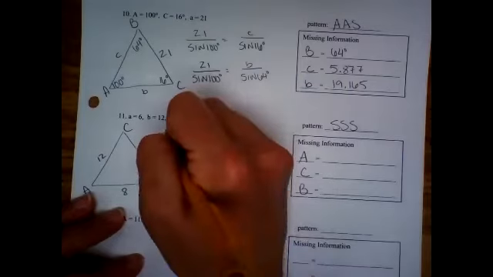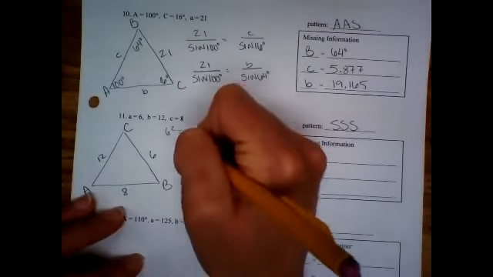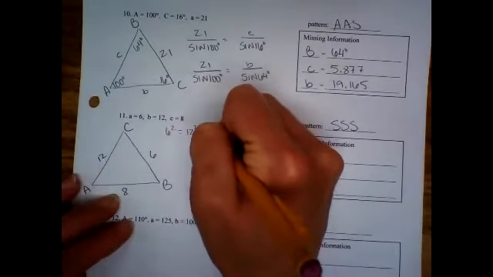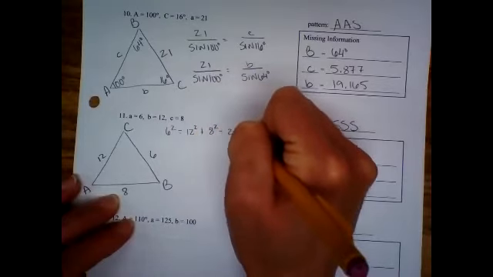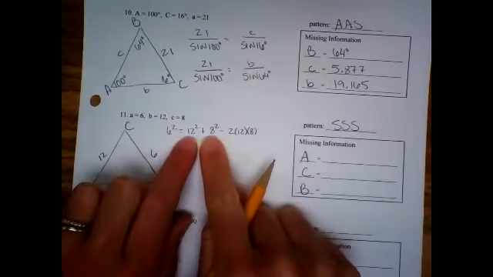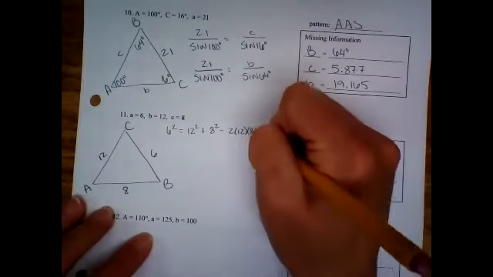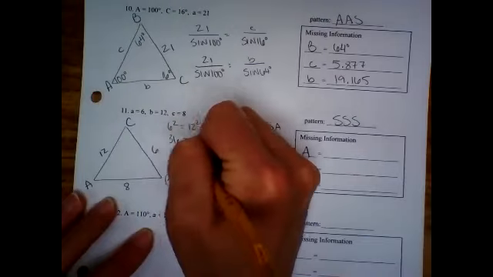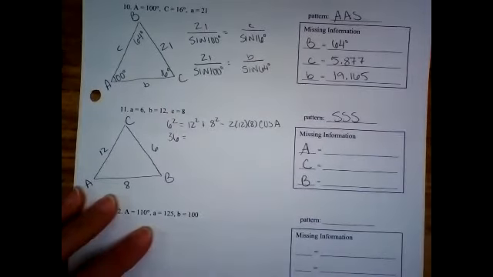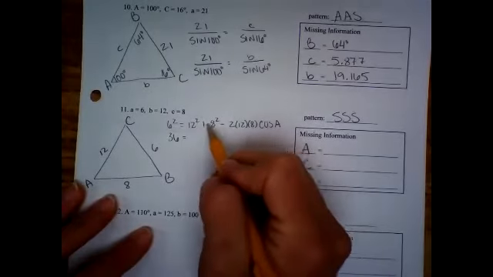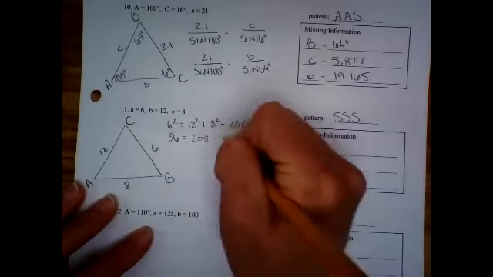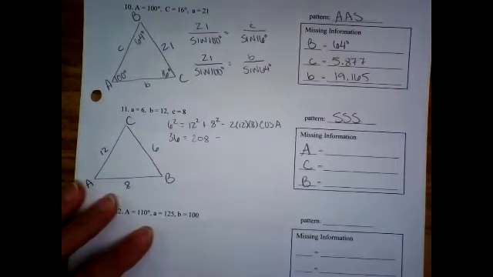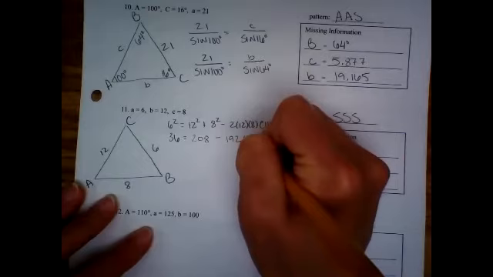So 6 squared equals 12 squared plus 8 squared minus 2 times 12 times 8. Again, these two are going to match these two. And then cosine of A. So this would be 36 equals 144 plus 64. Adding these together, I got 208 minus 2 times 12 times 8. I got 192 cosine of A.